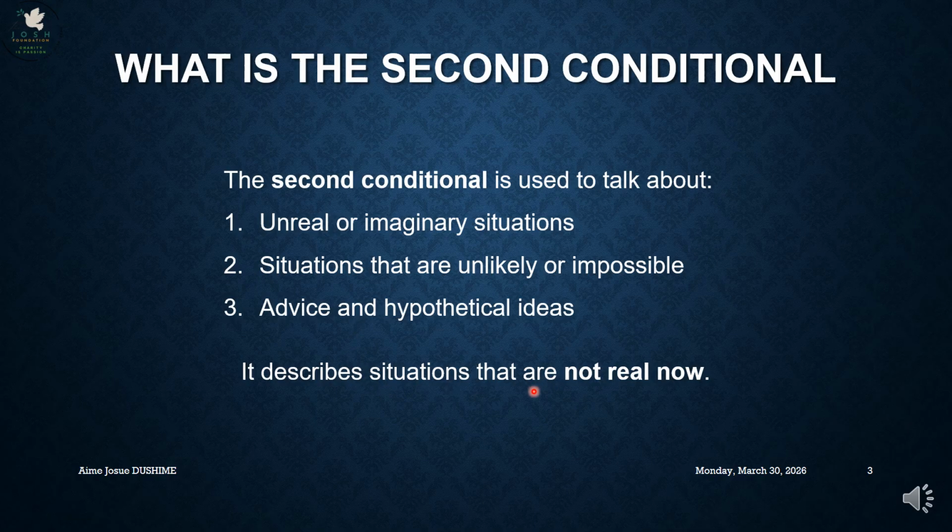Remember, we said that the first conditional talks about real and possible future events, real possible future situations, meaning those things are likely to happen. But the second conditional talks about unreal or imaginary situations, or situations that are unlikely or impossible to happen. It describes situations that are not real now.